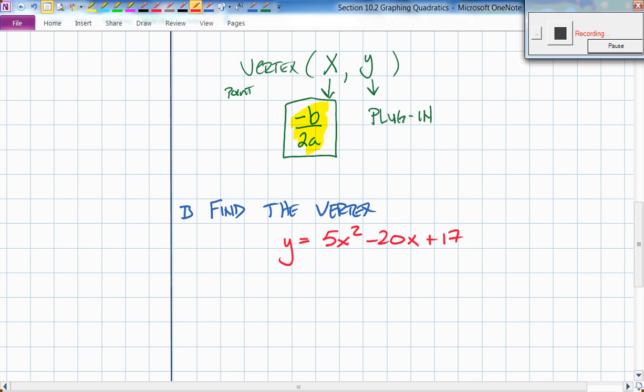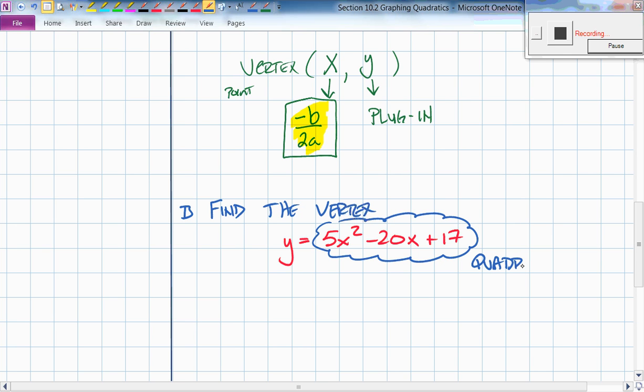Okay, find the vertex. I give you 5x squared minus 20x plus 17. First of all, what do we call this thing? Very good. This is called a quadratic. And why is it called a quadratic again? Just to make sure we all know. Because the degree is 2. And what shape, when I graph the quadratic, does it make? The parabola. See, there's the difference, right? The name of the shape is the parabola.